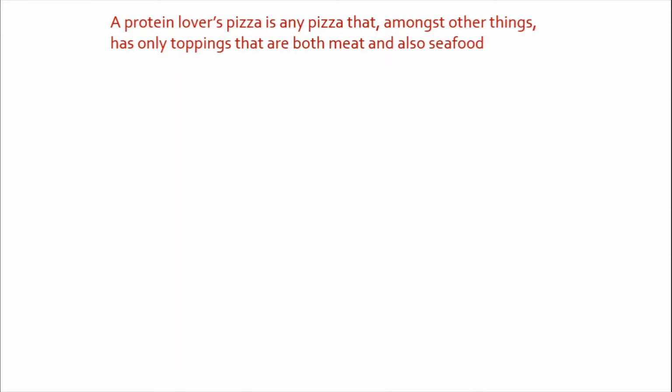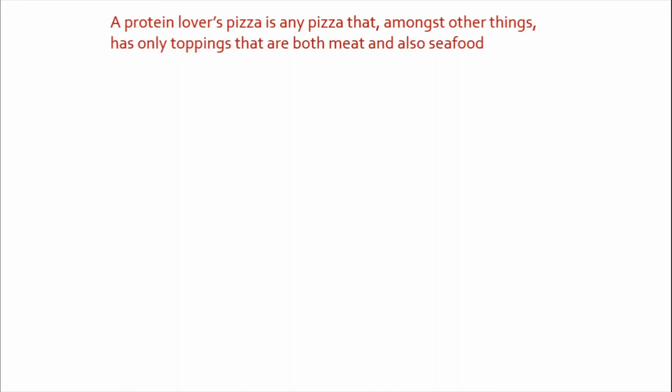Well, we are into part 2 of the OWL tutorial problems. In the last lecture, we talked about different scenarios of modeling statements into the corresponding OWL format, and we made use of the functional style syntax to represent the OWL specifications, right? Now let us continue with this example. The example says the protein lovers pizza is any pizza that, amongst other things, has only toppings that are both meat and seafood, right?